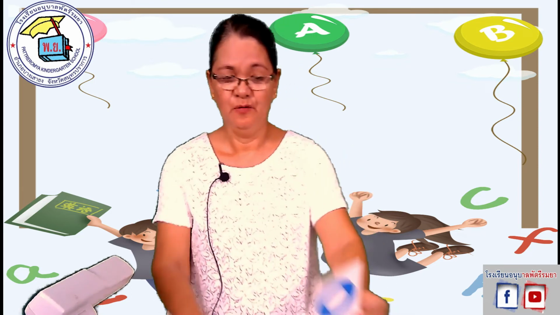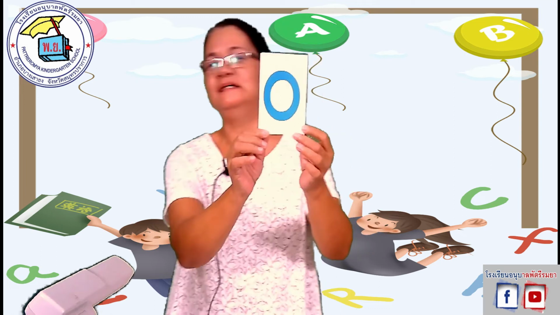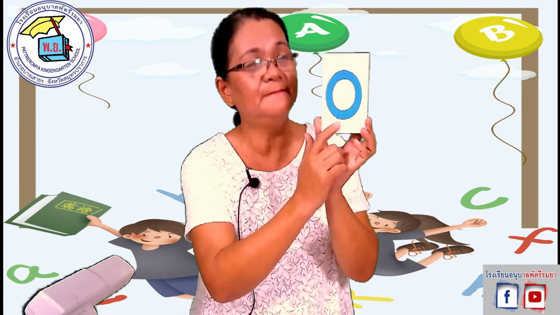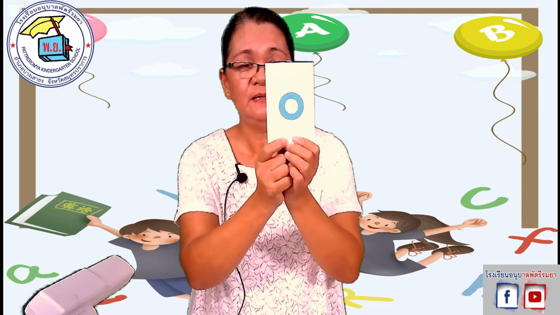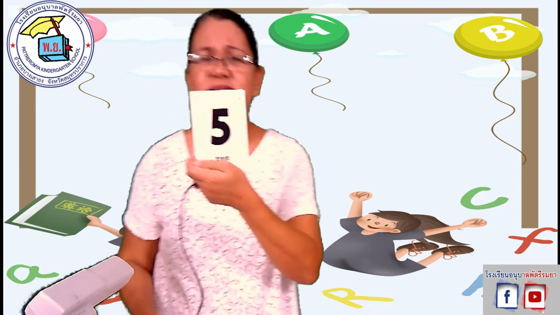Okay, next. Guess again. What is the next? Oh, letter O. This is the next and the fourth vowel letter in the alphabet. This is the big letter O, while this one is the small letter O. Okay, we already have 4 letters. We said that it's 5. So do you think what is the last letter?